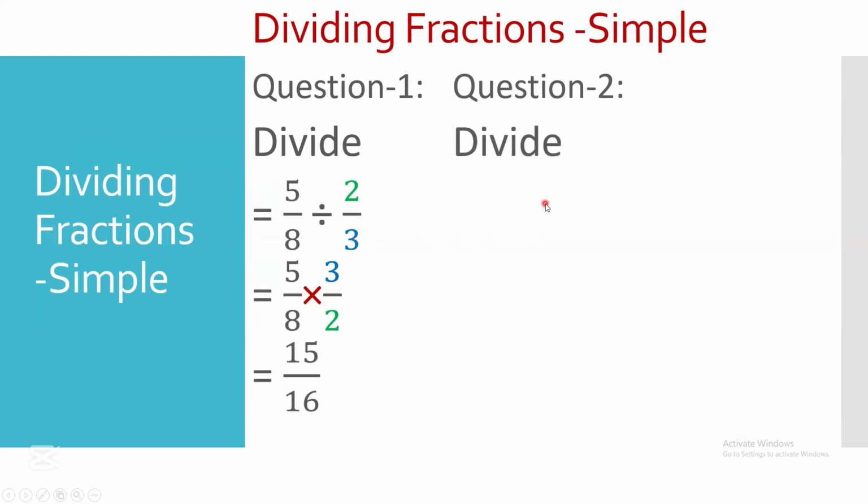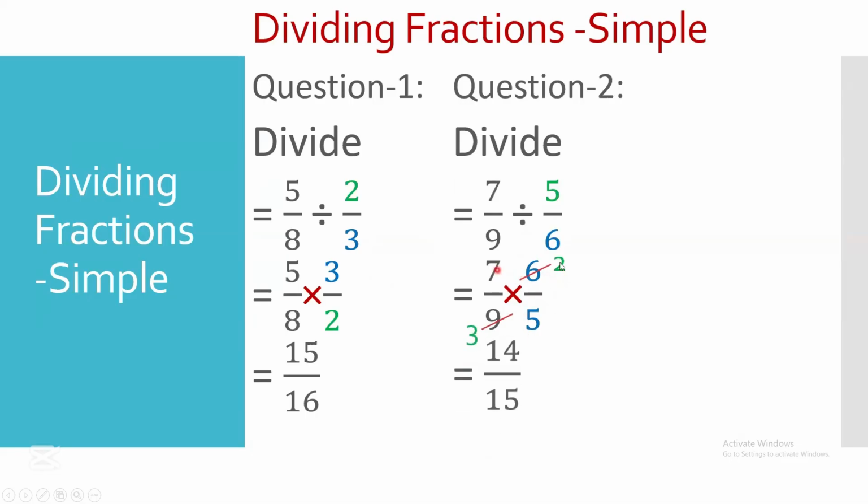So for division of fractions, we do not divide. What we do, we change the division sign into a multiplication sign, and we change the fraction immediately after the division sign into its reciprocal fraction. Then, if possible, we cut it. Now 6 and 9 we can cut, you see, by 3. 3 twos are 6, 3 threes are 9. So it will be 7 times 2 is 14, 3 times 5 is 15.